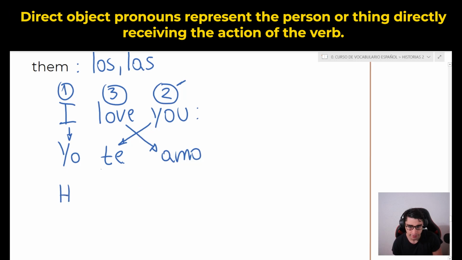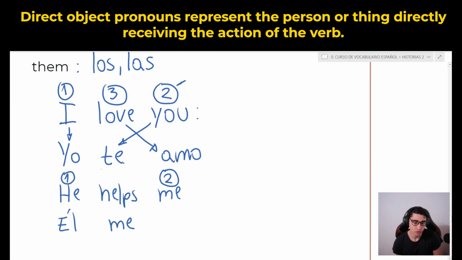Another example. Let's use "he helps me." First, this is going to be él. Then you go here: "he, me helps." So you will say él me. And then you have to use this verb, but this is the person who is performing the action, so you have to conjugate using él. So él ayuda, right? So él me ayuda. And that's the technique, okay?